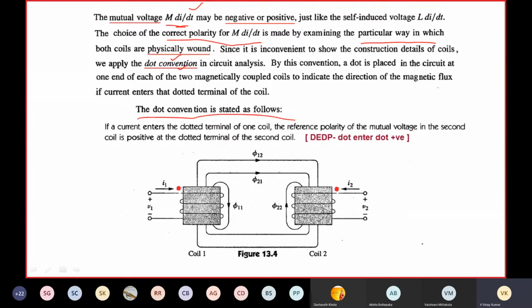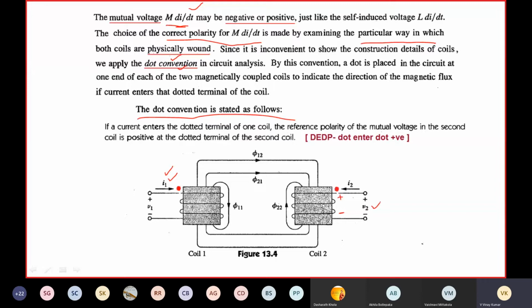If a current enters the dotted terminal of one coil, here I1 is entering the dotted terminal of this coil, right? Then the reference polarity of the mutual voltage in the secondary coil is positive at the dotted terminal. So here I1 is entering the dotted terminal. Entering the dotted terminal means the voltage at the dotted terminal will be positive. V2 will be positive.